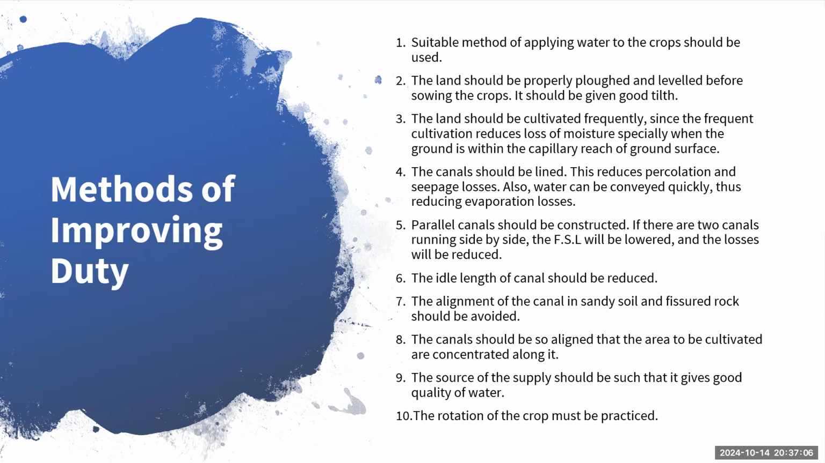The rotation of crops must be practiced. Crop rotation is important. If proper crop rotation is there, it yields a higher duty. For example, if groundnut is taken in the Kharif season, then in the Rabi season, the next crop should be either wheat or gram. In that case, more yield is obtained, and the water requirement is also less.